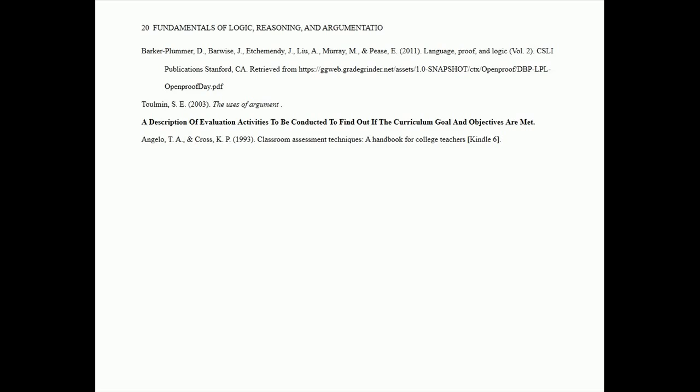For materials and resources needed to implement the curriculum, the following texts will be used: Garson, J., Modal Logic, 2016; Barker-Plummer, D., Barwise, J., Etchemendy, J., U., A., Murray, M., and Pease, E., Language, Proof, and Logic, Volume 2, 2011; and Toulmin's The Uses of Argument, Updated Edition, 2003. The evaluation activities to be conducted to find out if the curriculum goal and objectives succeed were chosen from Classroom Assessment Techniques, which is a classic text by Angelo and Cross, 1993.